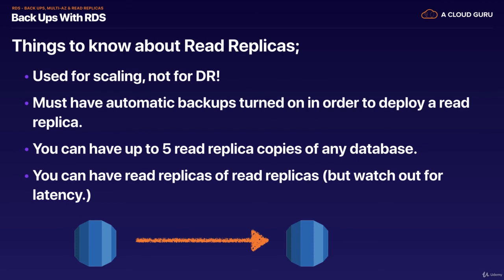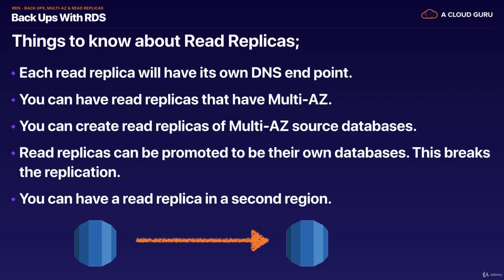And the things to know about read replicas is they're used for scaling. They're not used for DR, and they must have automatic backups turned on in order to deploy a read replica. And we'll see that in the lab coming up. And you can have up to 5 read replica copies of any database, and you can have read replicas of read replicas. But when you do that, you do have to start watching out for replication latency.